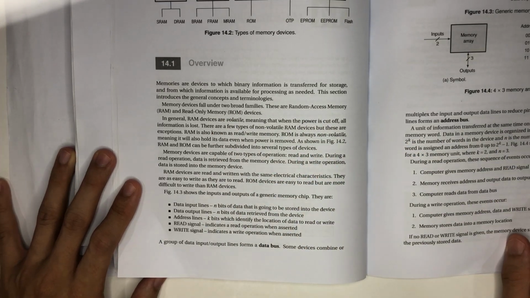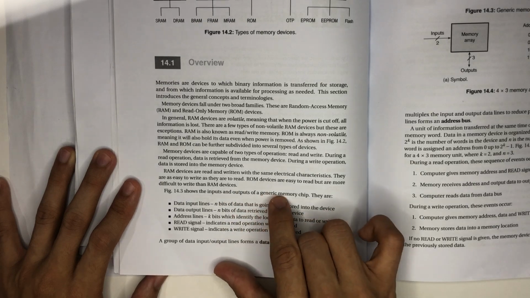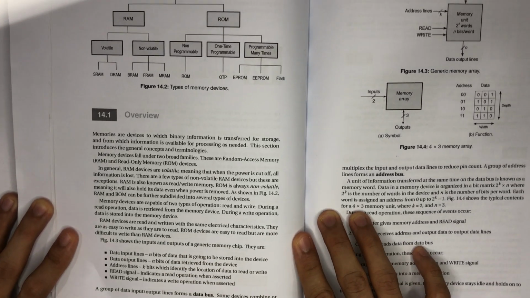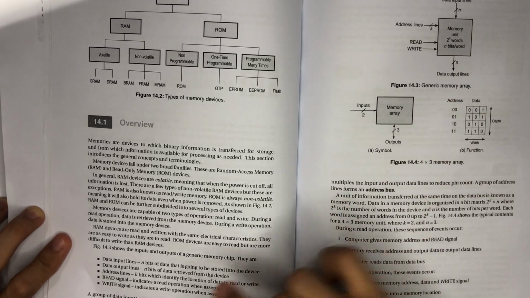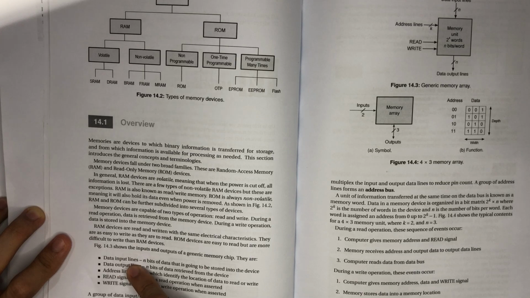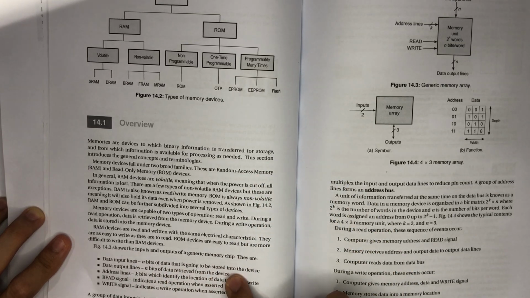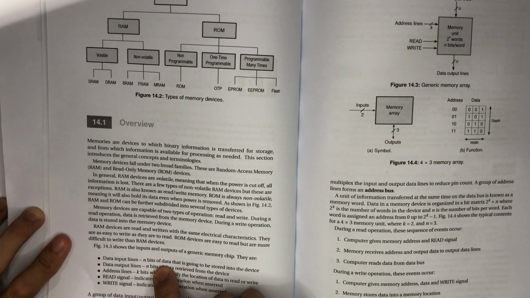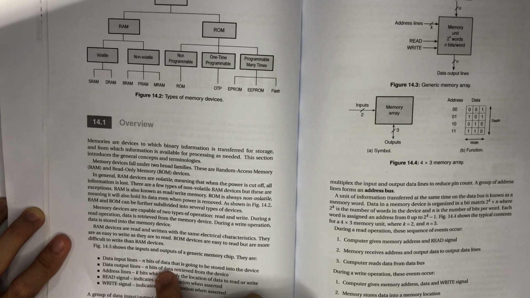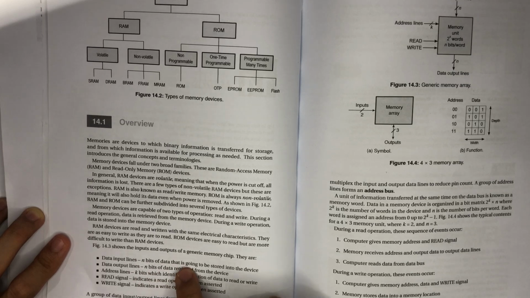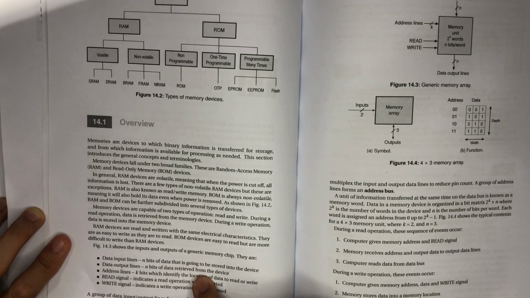Figure 14.3 shows the input and output of a generic memory chip. So this is your figure 14.3. Data input lines are n bits of data that are going to be stored into the device. Then you have data output lines, n bits of data retrieved. One is going to be stored and data output is going to be retrieved from the device.